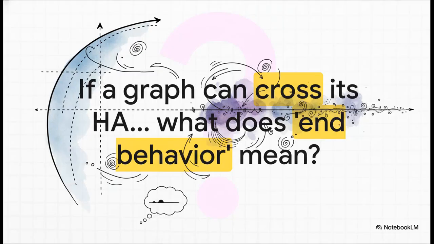And that kind of brings us full circle to a really interesting final thought. If we know a graph can cross its horizontal asymptote, what does end behavior truly mean? It's a great reminder that this whole concept isn't about what's happening right now in the middle of the graph. It's about the ultimate long-term trend as we journey out towards the infinite. It's not just about where the line is, but where it's going.